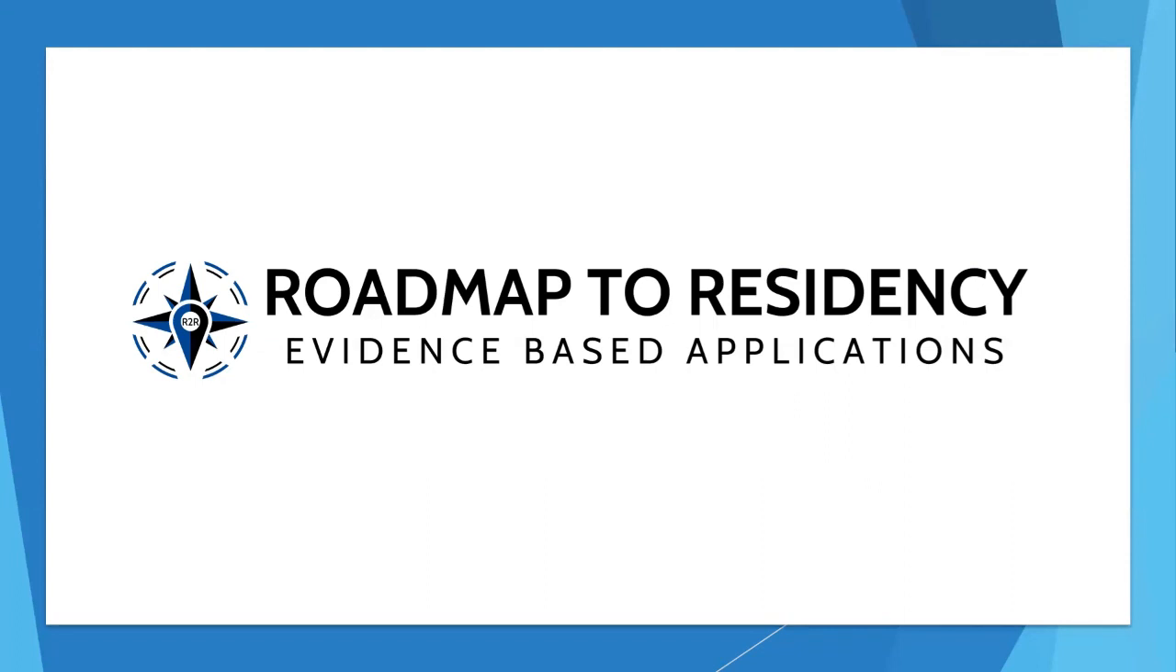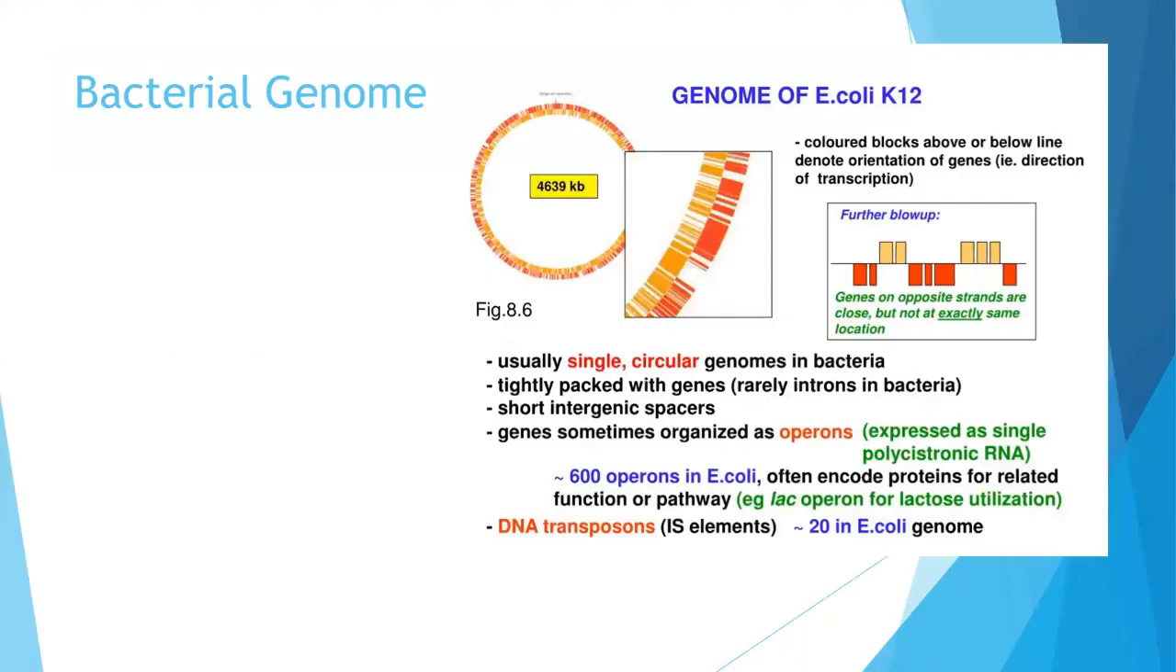So in this video, we will be talking about a very vast topic, and that is bacterial genetics and antibiotic resistance. Whenever we talk about the bacterial genome, we take the ideal E. coli as our sample organism. The colored blocks above or below the line denote the orientation of genes, that is, the direction of transcription, like this. The genes on opposite strands are close but not at exactly the same location.